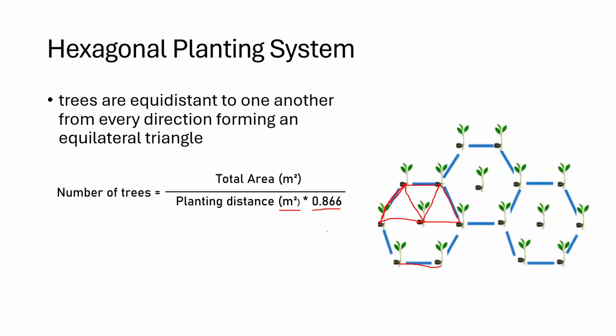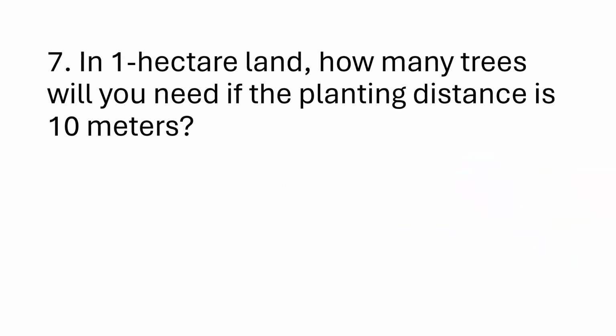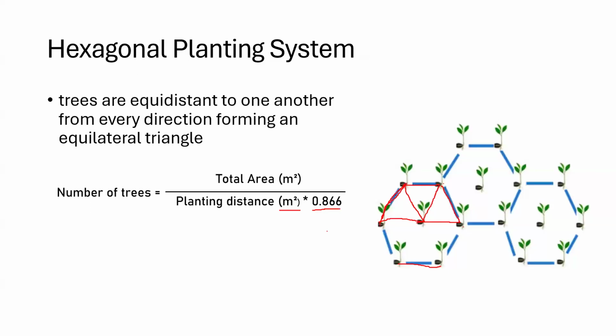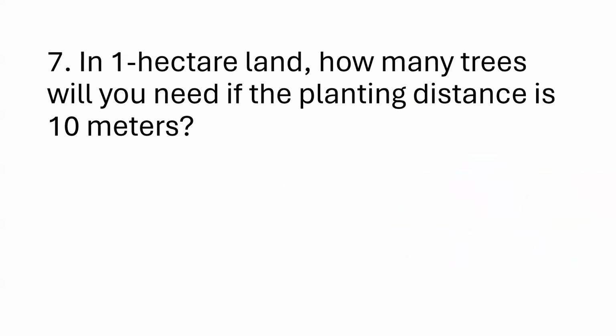Now, let's try. Number 7. In 1 hectare land, how many trees will you need if the planting distance is 10 meters? So, gamit tong formula na to. Total area is 1 hectare. Planting distance is 10 meters.